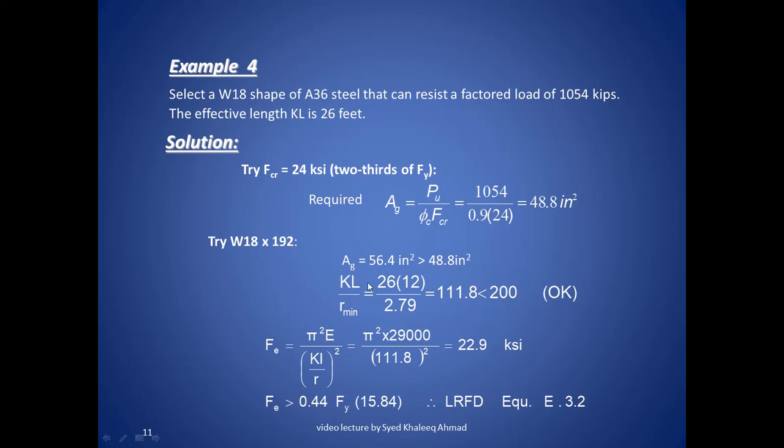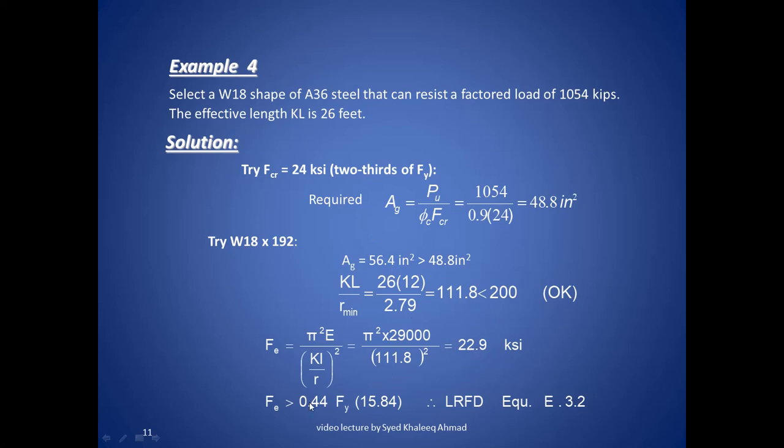Now based on this we will calculate the value of Fe. So we are using the direct LRFD approach. Find the value of Fe, pi square E over KL by R square. Substitute this value in the formula. This is what we have done in the previous lecture also, to find design strength by using LRFD equations, that is equation 3.2 and 3.3. This comes out to be 22.9 ksi.